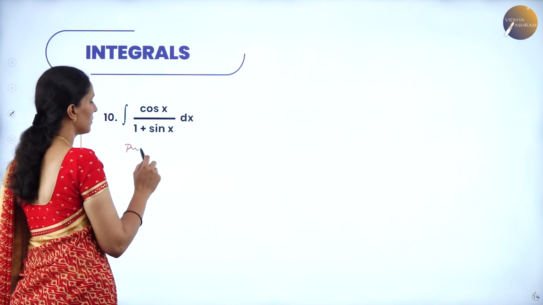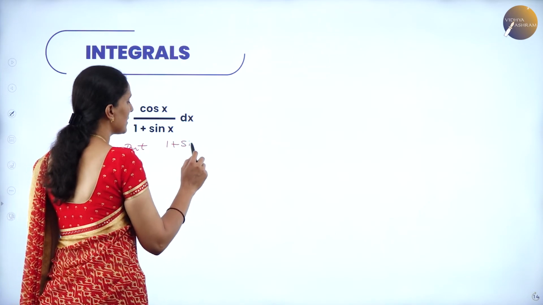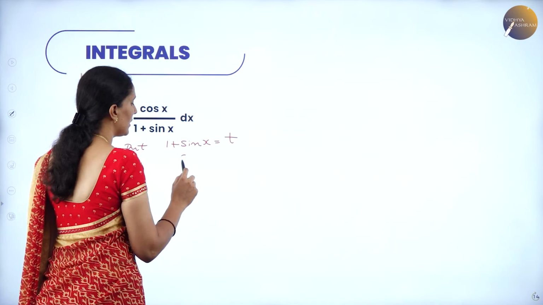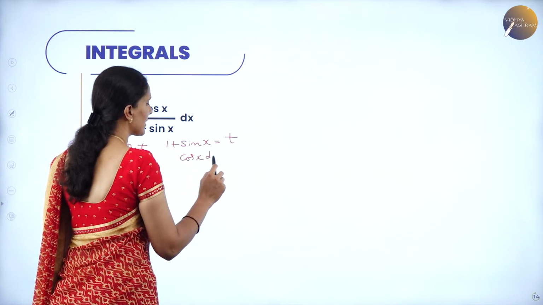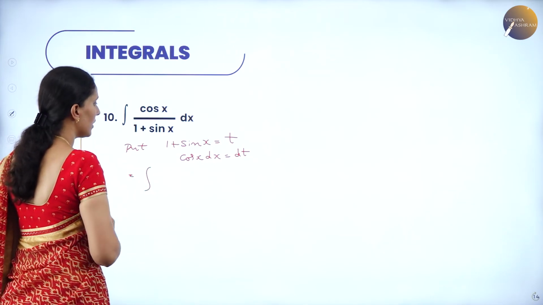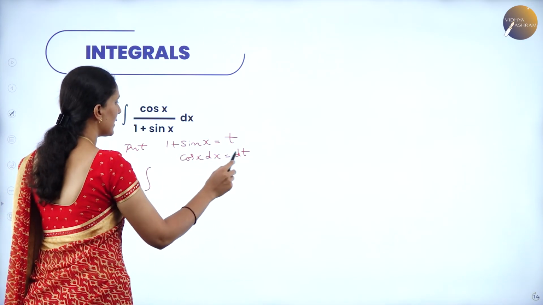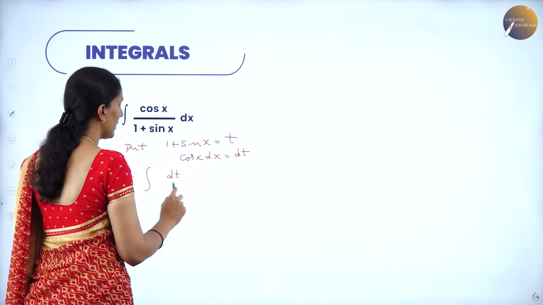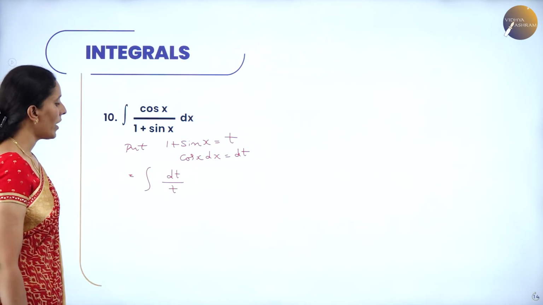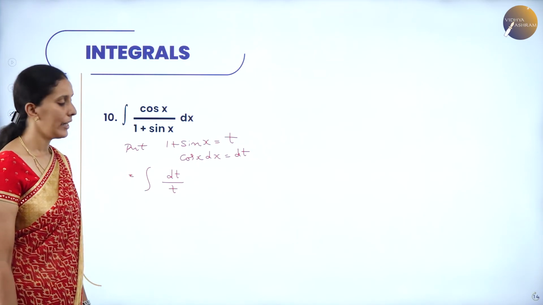Put 1 plus sin x is equal to t. What is the derivative of sine? It is cos. So cos x dx is equal to dt. So now here we have the integral where cos x dx can be written as dt, divided by t. So now this is in the form of 1 divided by t into dt.